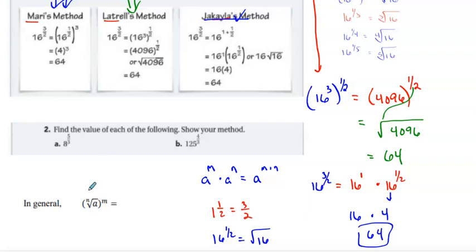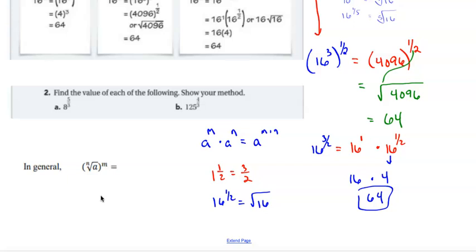Okay, so we have, in general, the nth root of a to the m power. It can be written as a fraction, so the nth root is the denominator part of it, and the m is the numerator part of it.